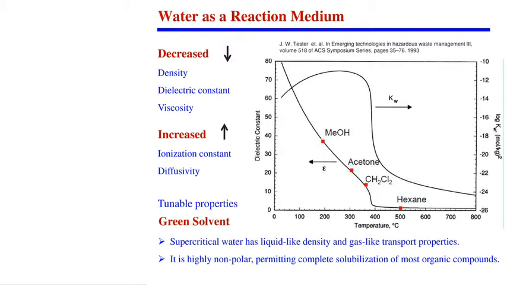Supercritical water has liquid-like density and gas-like transport property, we can say that. It is highly non-polar, it can be as good as hexane at 500 degrees Celsius, or permits complete solubilization of most organic compounds. So these are the benefits of water as a reaction medium.